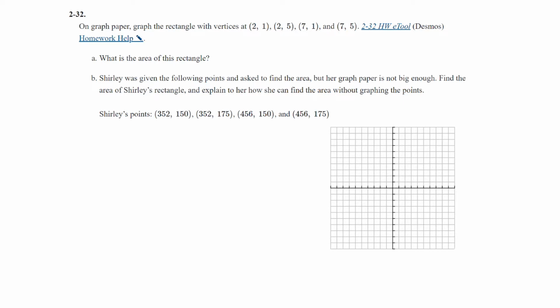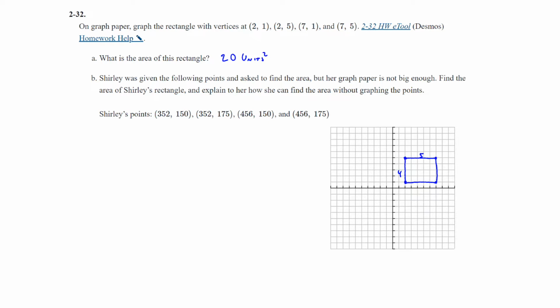Question 32. On graph paper, graph the rectangle with vertices given. And then what is the area of this rectangle for part A? So let's go ahead and plot the points (2, 1), (2, 5), (7, 1), and (7, 5). And to find the area, we need to find the length and the width of the rectangle. We can see that that is a 4 by a 5, so the area will be 20 units squared.